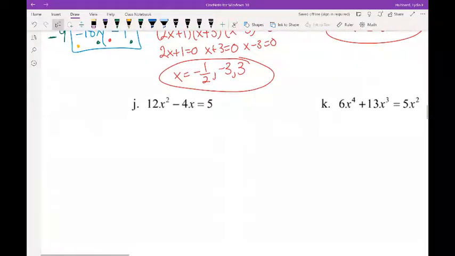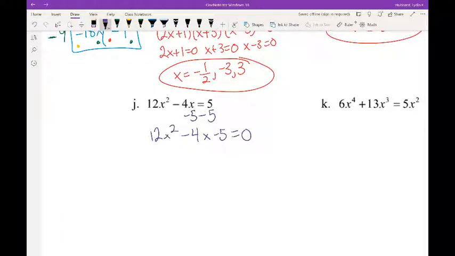Moving on to J. Again, we need to get this set equal to 0, so we'll subtract 5 from both sides to get 12x squared minus 4x minus 5 equals 0. And then we'll check to see if we can factor this. So we look to see if there's a GCF, and there's not. So let's see if we can do the box method.